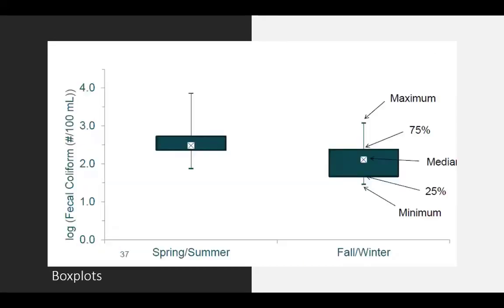We can also do box plots. And in this case, we actually are providing the reader with some additional information. These are just done, for instance, comparing spring, summer versus fall, winter. But notice what we can observe from this is the median. We see the 75th percentile, the 25th percentile, minimum and a maximum. So it gives you a more comprehensive view of the data.